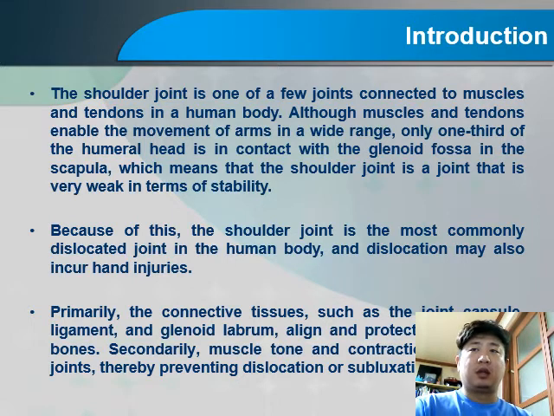Primarily, the connective tissues such as the joint capsule, ligament, and glenoid labrum align and protect the joint from the bone. Secondarily, muscle tone and contraction protect the joint, thereby preventing dislocation or subluxation.